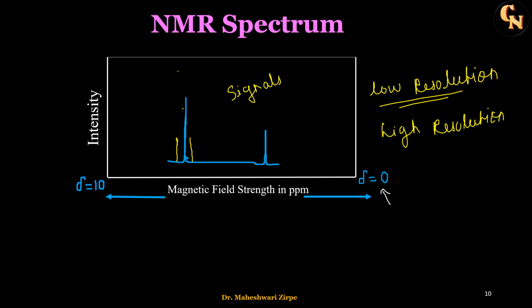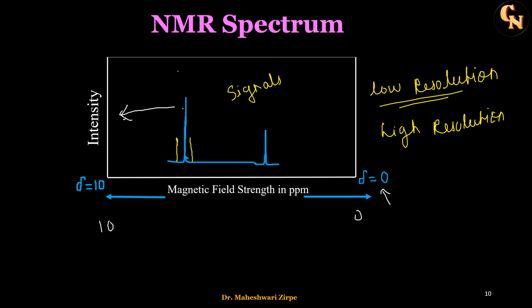ppm indicates parts per million. So your spectrum will be from 0 to 10. Delta is equal to 10. So this is always from 0 to 10, and the graph, or the spectrum, is intensity versus magnetic field strength. Okay, so whatever is the height of the peak, it indicates what? It indicates the intensity of the peak.